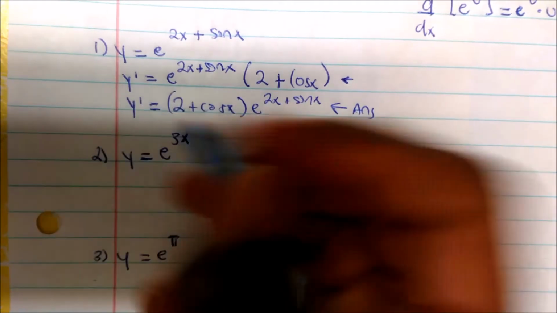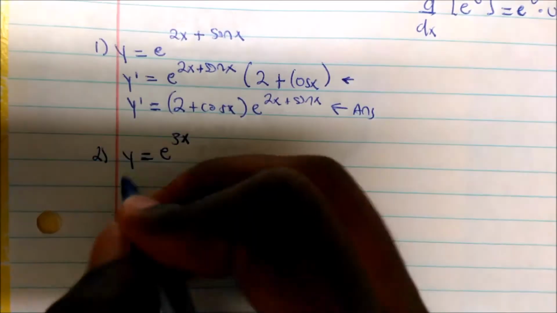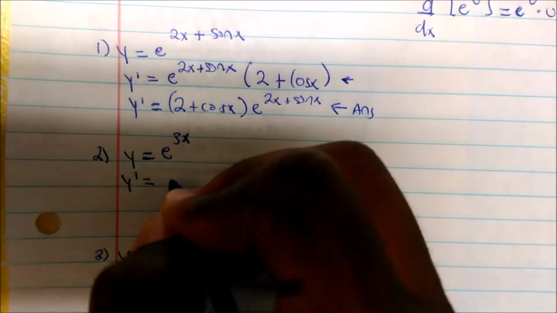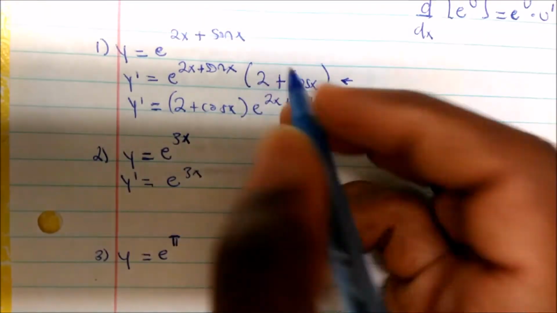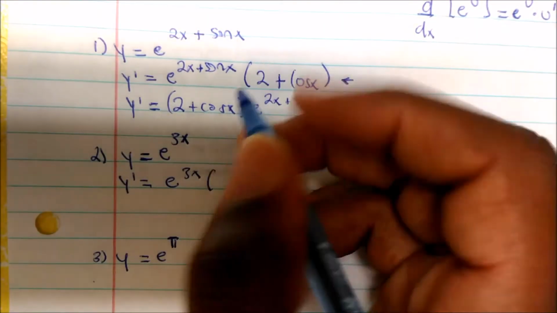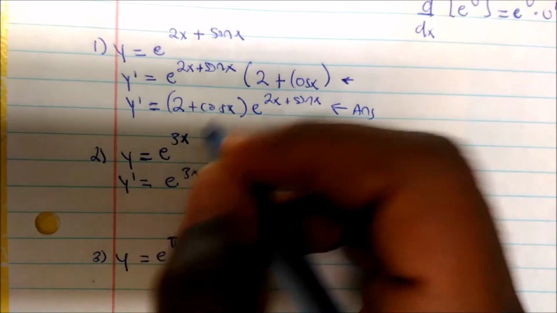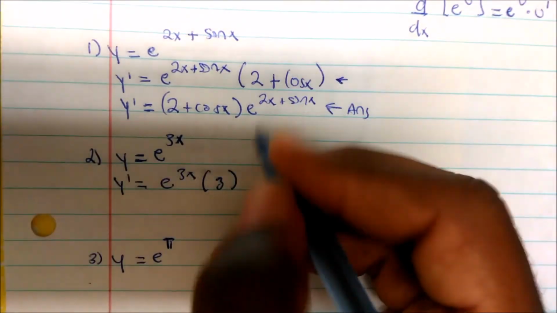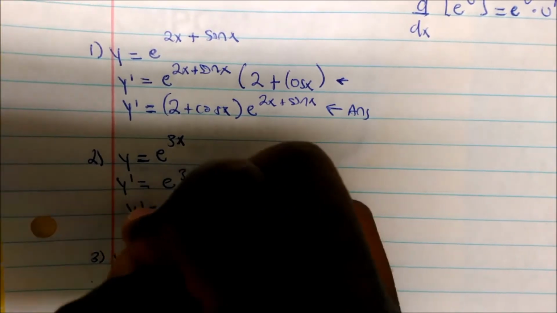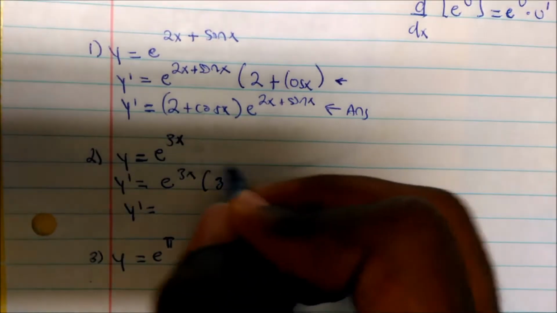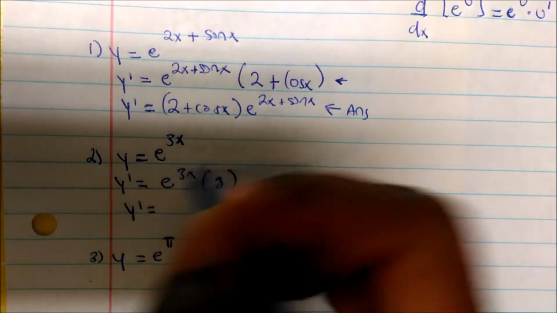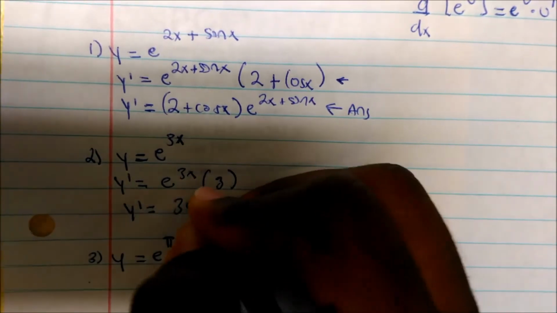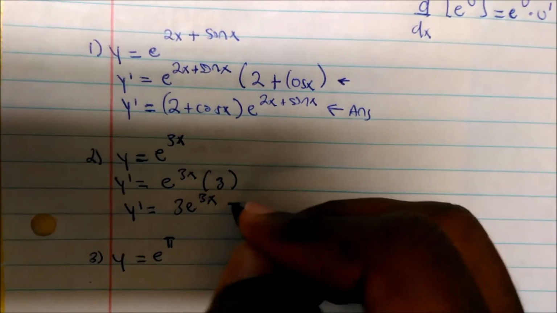How about this one? y is equal to e to the 3x. So again, y prime is equal to e to the 3x multiplied by the derivative of 3x, which will be our u. The derivative of 3x is just 3. And just to make things look a little bit prettier, I'm going to multiply my 3 in front. So this now becomes 3e to the 3x, and this will be my answer.